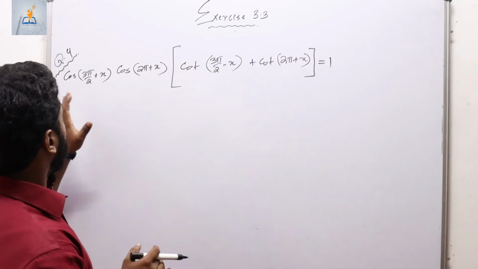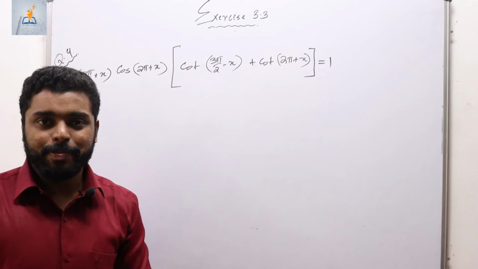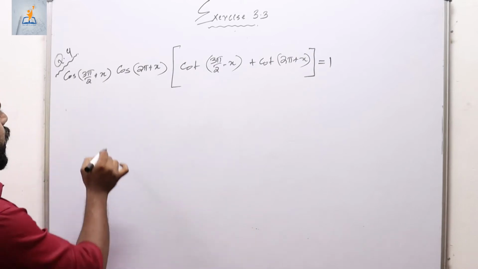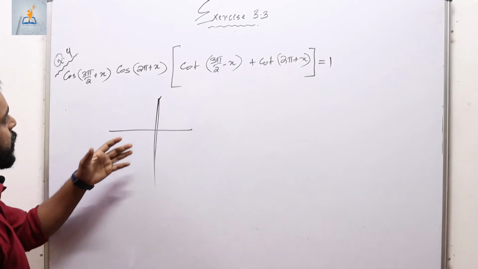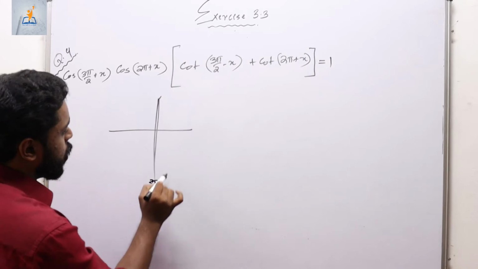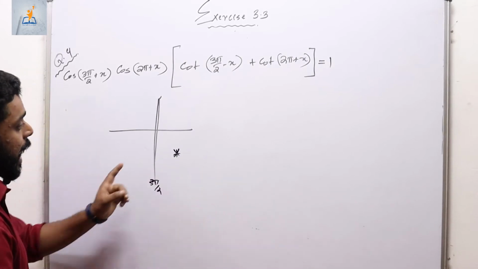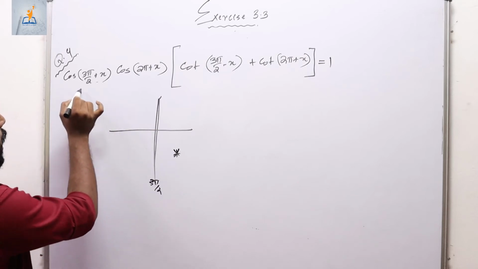The question is that we have to prove this big expression is just equal to 1. It is very easy. We know that first of all we must remind this quadrant trick. So cos(3π/2+x), this is 3π/2. So this angle will be here, and here cos and sec are positive. Hence the answer will be positive.